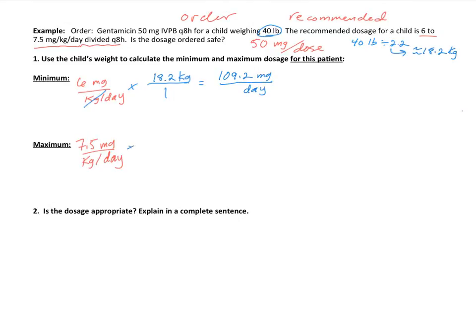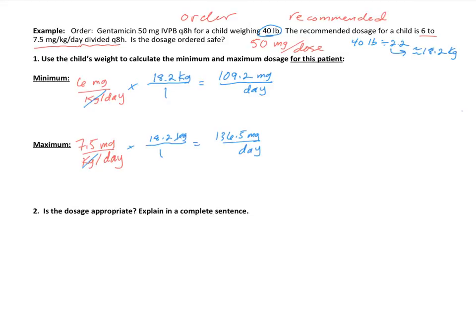I'm going to do the same thing down below. 18.2 kilograms, if I multiply here for the maximum, what's going to happen? So if I take 7.5 times 18.2, we're going to get approximately here, actually it's exact, 136.5. And this is again in milligrams per day. So here we're using the child's weight to address this problem. We're specifically told to use the child's weight to calculate the minimum and maximum dosage for this patient. The minimum is 109.2 milligrams per day. The maximum is 136.5 milligrams per day.